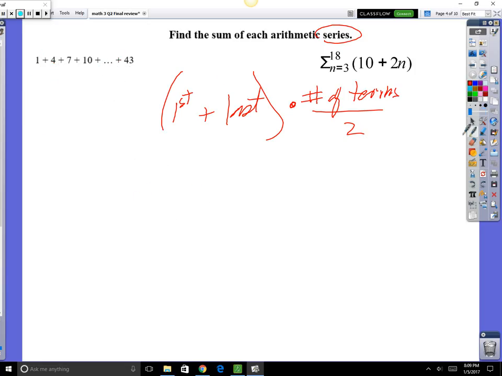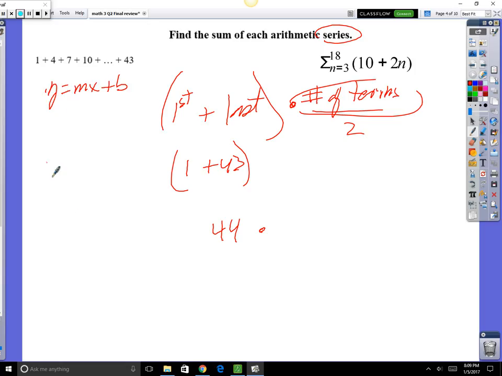Okay, here's the problem. We can do the first plus the last, 1 plus 43. We know that's going to be 44 times. This is the question. How many numbers are in that list? And you can use the model to find it. You can use y equals mx plus b, and that will give you your x and your y.